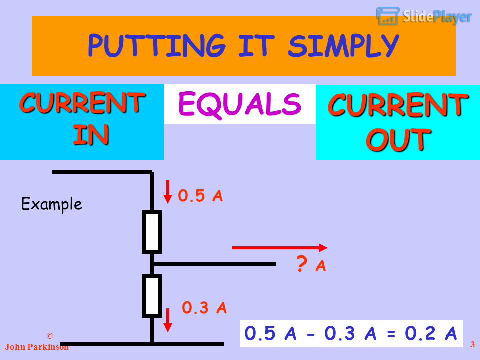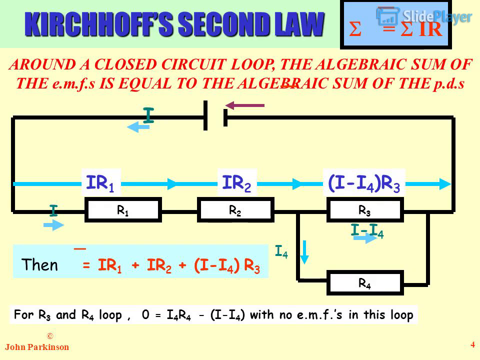Kirchhoff's second law. Around a closed circuit loop, the algebraic sum of the EMFs is equal to the algebraic sum of the PDs. With resistors R1, R2, R3, R4, the PDs are IR1, IR2, I4R3. So the EMF equals IR1 plus IR2 plus I4R3. For the R3 and R4 loop, 0 equals I4R3 minus I4R4, with no EMFs in this loop.